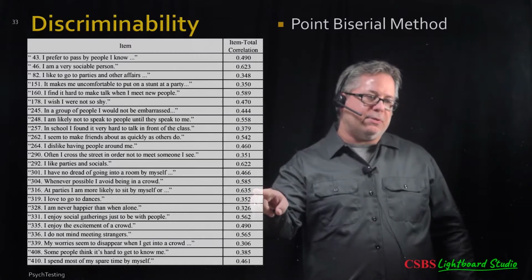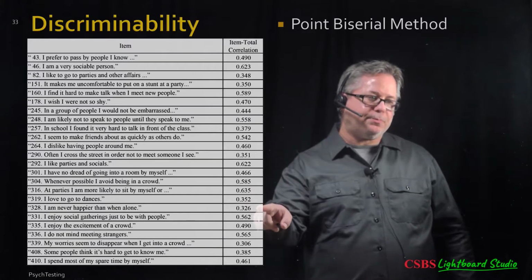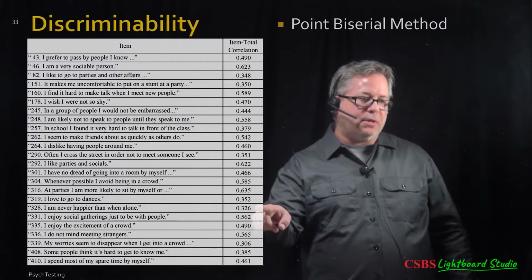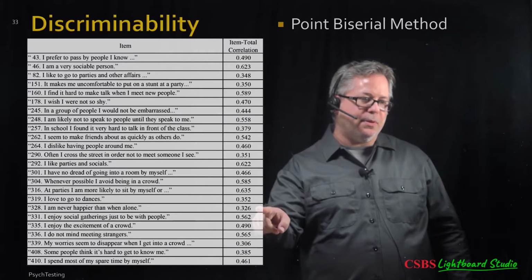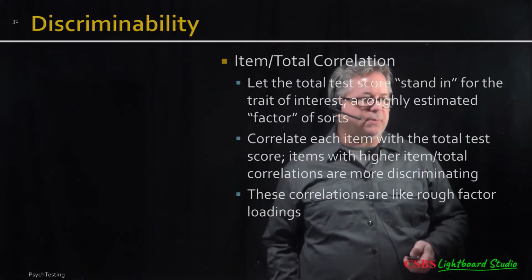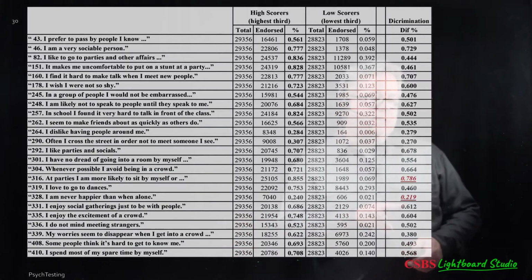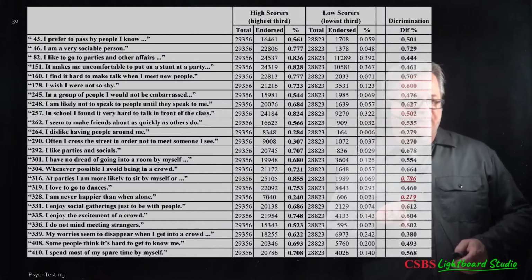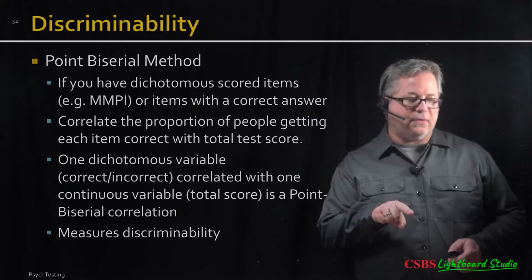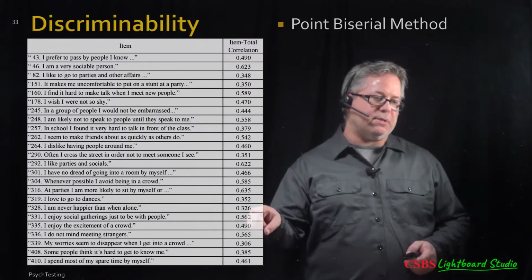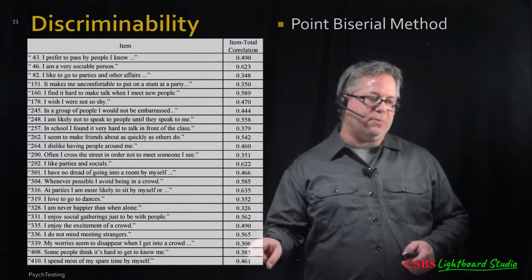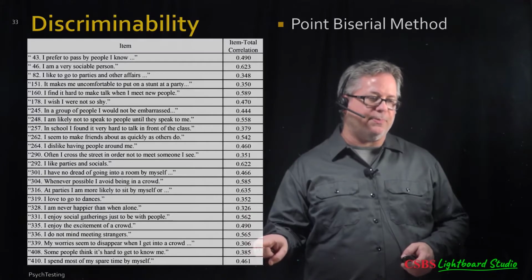And then if I go down to, I think it's this one, "I'm never happier than when alone," that item is no longer the least discriminating item. If I remember correctly, it was the least discriminating before, at 0.219, and is now 0.326. But there are items like this one, "My worries seem to disappear when I get into a crowd," that are actually lower now.